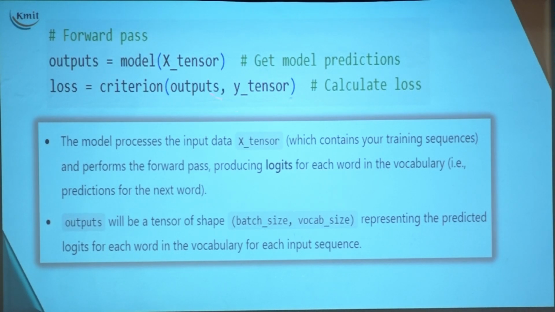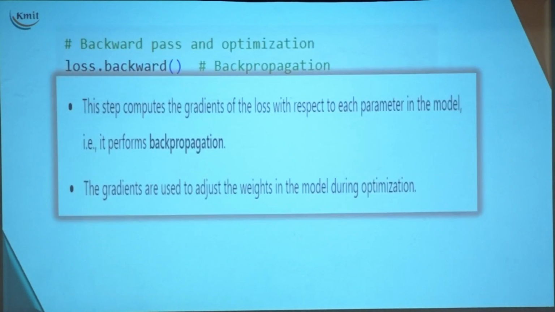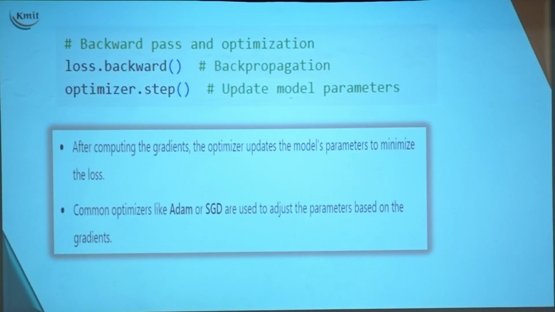I take the Y tensor and the outputs that I received from my model and apply them to criterion. Criterion, if you remember, is where I defined the loss function. So it is going to calculate the losses. Once I have that, I apply backward propagation to the loss, wherein gradients are used to adjust the weights and other parameters of your model. Once I have applied the backward pass, I have to apply the optimizer also, so that I get an optimum result out of it.